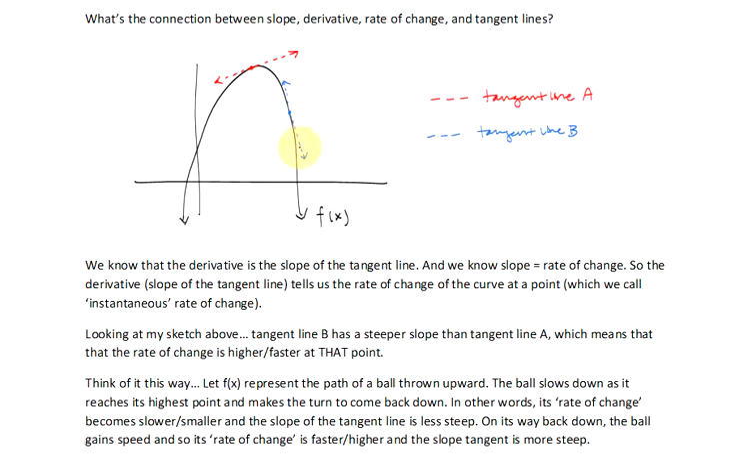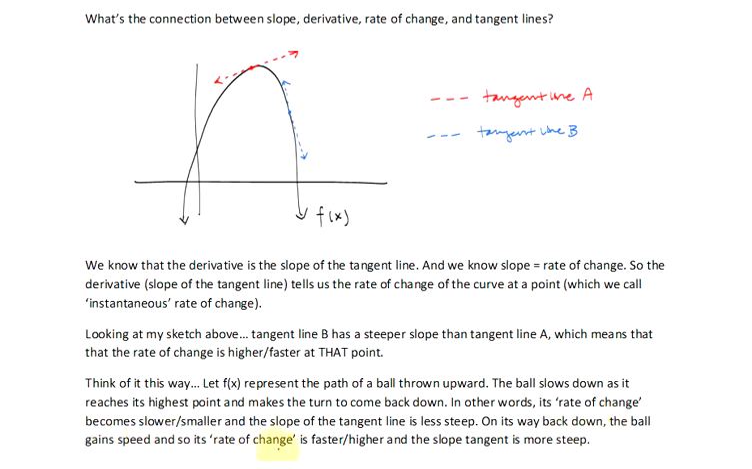So in words, the ball slows down as it reaches its highest point and makes the turn to come back down. In other words, its rate of change, or its speed, becomes slower, smaller. And so it makes sense that the slope of the tangent line is less steep. In other words, it makes sense that this red tangent line is not as steep as the blue tangent line because the ball is going slower. Its rate of change is slower. But then when the ball comes back down to earth, it gains speed.